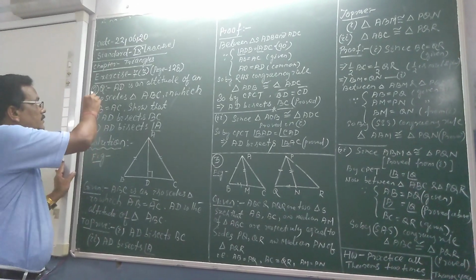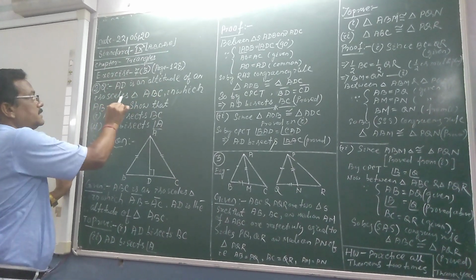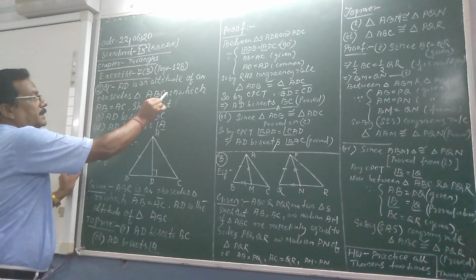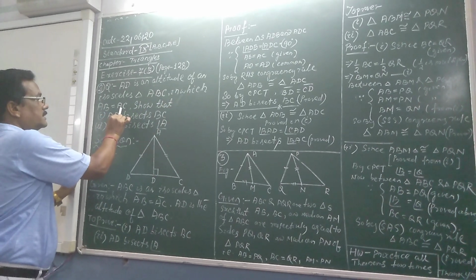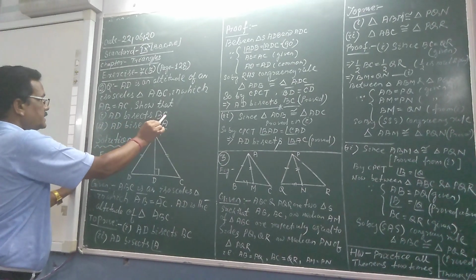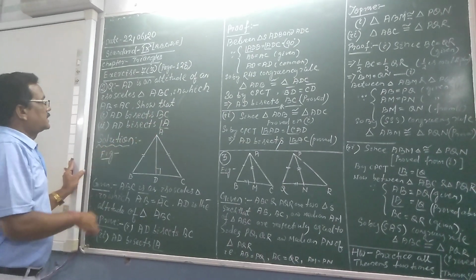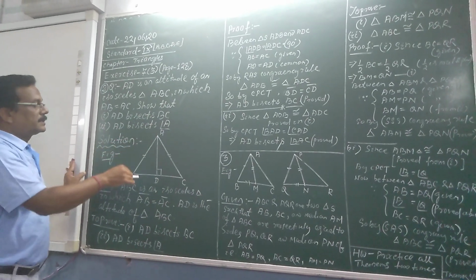The question number 2: AD is an altitude of an isosceles triangle ABC in which AB equals AC, so that B1, AD bisects BC, and B2, AD bisects angle A. There are two proofs. First, you have to draw the figure. I am drawing the figure.